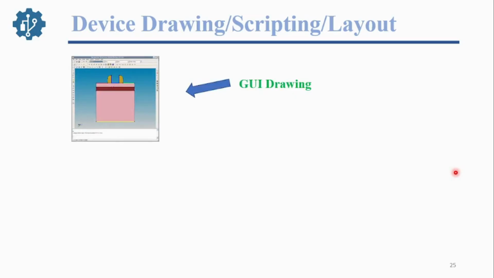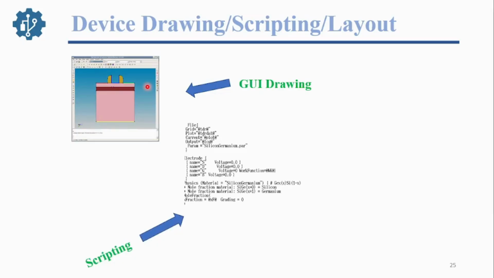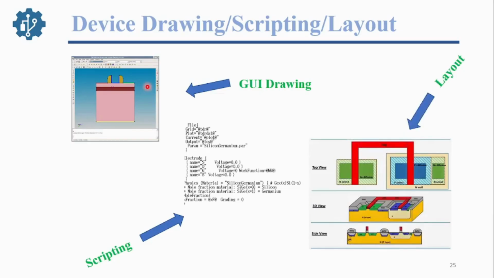This one is in the TCAD tool. Basically, the device drawing is further divided into three parts. The first part is shown here. This is the working space of the TCAD tool, basically creating a drawing window, a GUI window, graphical user interface. This is easy to use for a new user. Another type is creating the device using scripting, and the third one is using a layout. Using these three methods, you can create your own device on your TCAD tool.